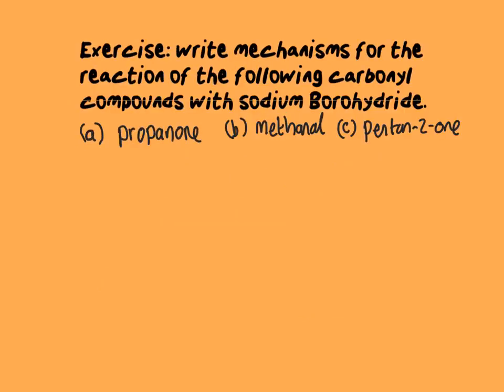In this next exercise, we're going to write mechanisms for the reaction of the following compounds with the sodium borohydride: propanone, which is a C3 compound, methanal, which is a C1, and pentanone, which is a C5. So first of all, let's draw the structure of propanone. And the best way to draw the mechanism is to show the bond angle around your planar ketone in this case. So show the 120 degree bond angle.